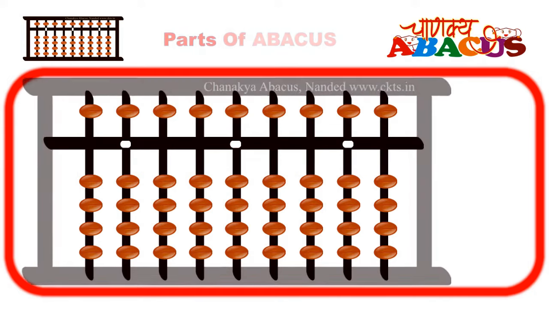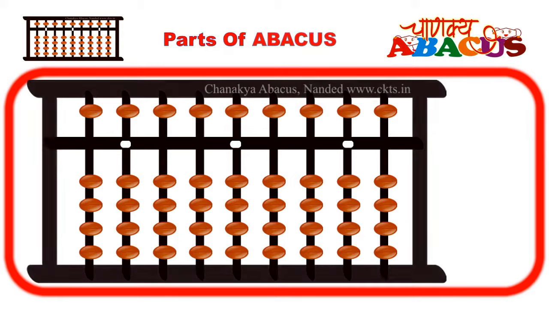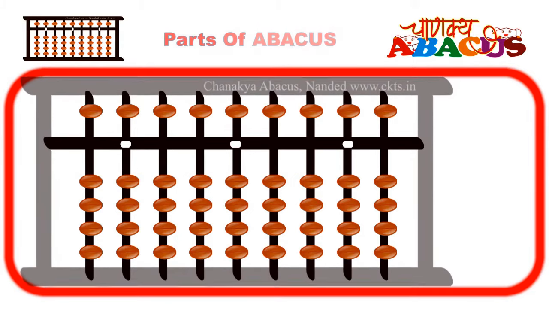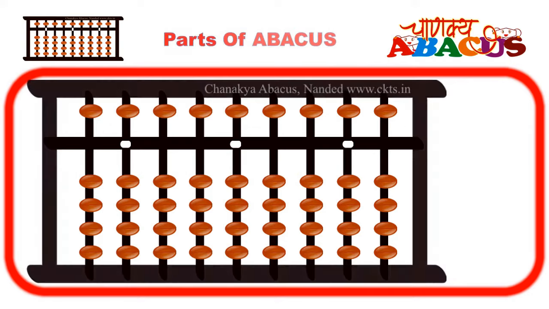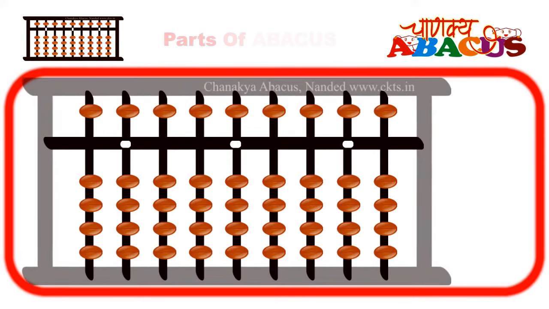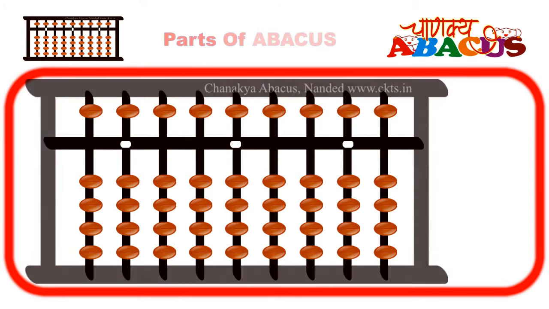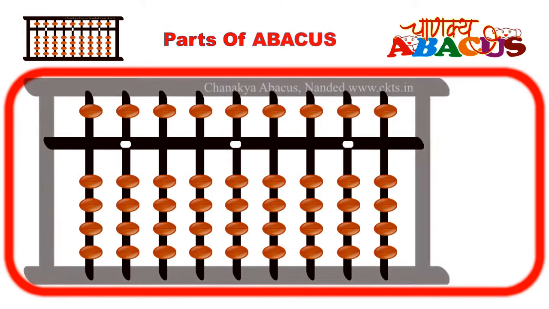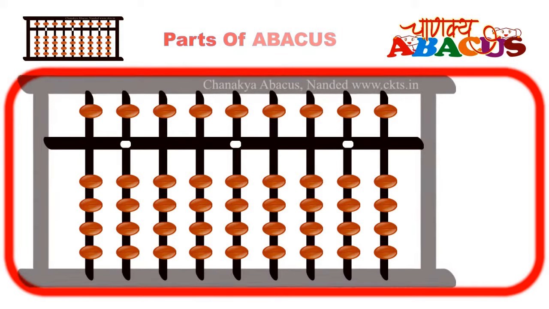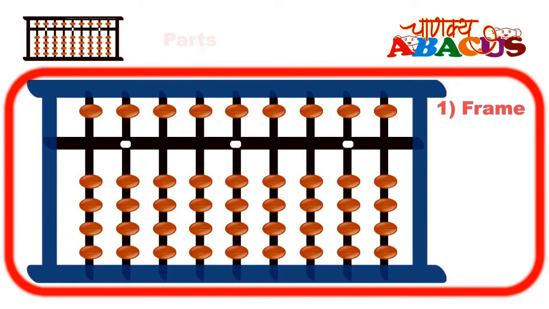The first part, which is the blinking portion you can see on screen, is called the frame of Abacus. This frame is just the same as what we use for a photo frame or whiteboard frame. That is the boundary of Abacus. The sums have to be solved within the boundary, within this frame.